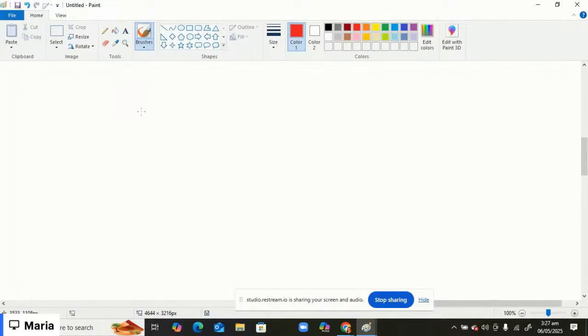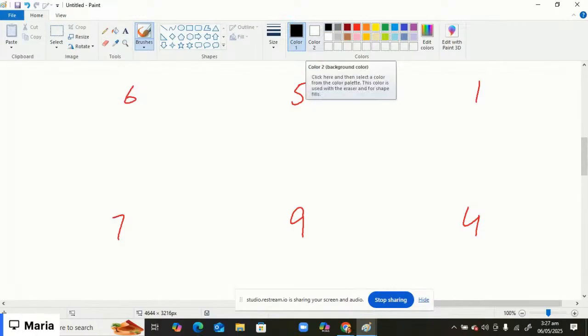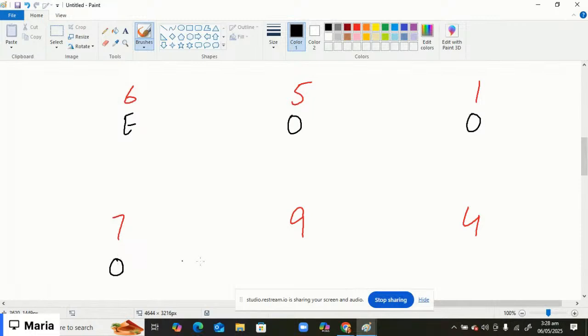Now I'm going to write it here some single numbers. You guys tell me. Okay. Now you guys tell me what is even or odd. Check their last digits. Then write. First is 6. 6 is even or odd? That is even. Now it's 5. It's odd. 1, that is odd. 7, which is odd. 9, odd. 4, even.